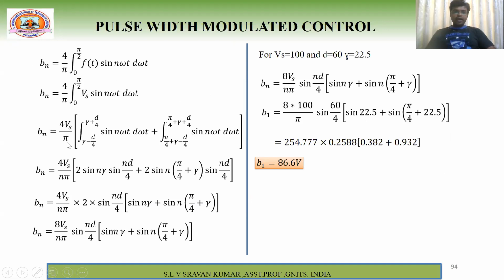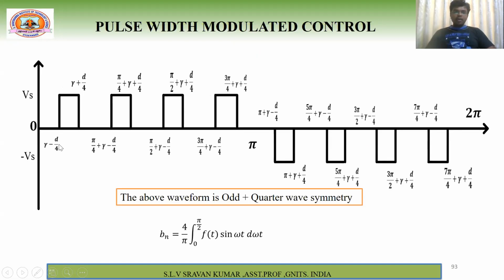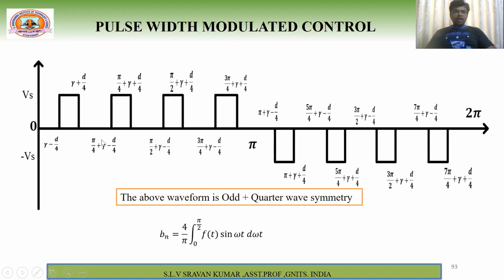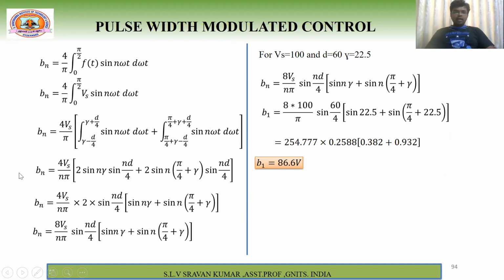So 4 Vs by pi, what is the first limit? Gamma minus d by 4 to gamma plus d by 4, sin n omega t d omega t, plus the second pulse from pi by 4 plus gamma minus d by 4 to pi by 4 plus gamma plus d by 4. That is this one. Now if you integrate this and substitute the limits, what you will get? 4 Vs by n pi times 2 sin n gamma sin n d by 4 plus 2 sin n of pi by 4 plus gamma sin n d by 4.